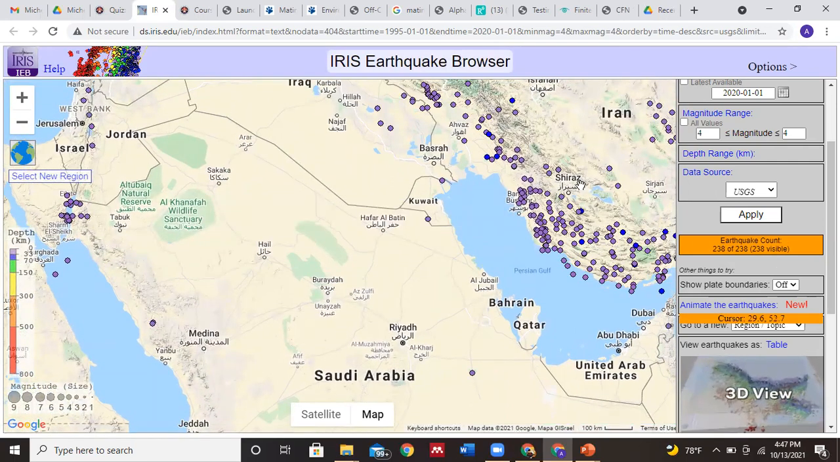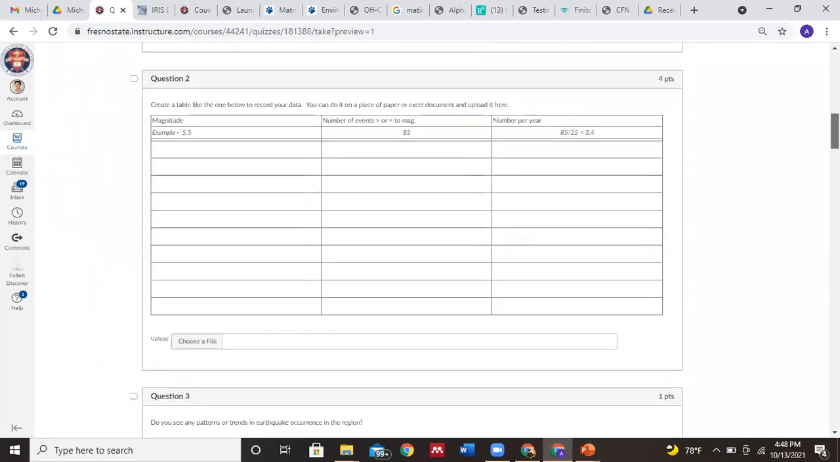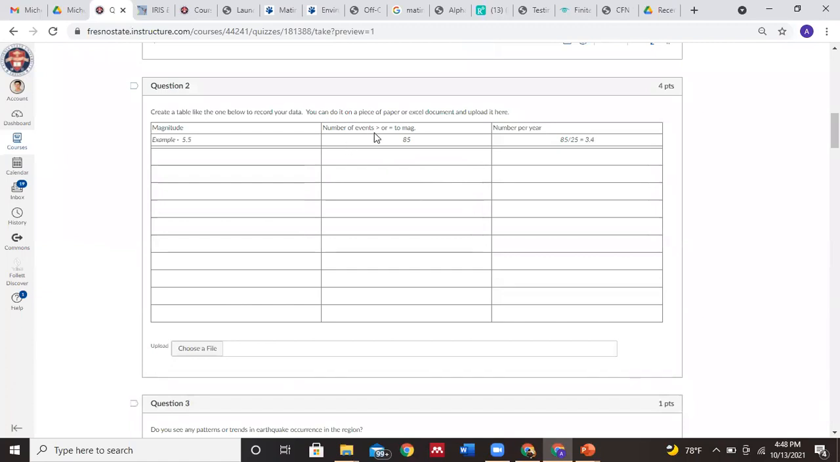You're essentially trying to find earthquakes in your region at different magnitudes. The earthquake count you're going to use is here in the corner where it says earthquake count. That's the number you're going to divide by 25. Think of events as earthquakes, so your earthquake count is your number of events. And to find the number per year, since you're looking at 25 years, you're going to divide it by 25.